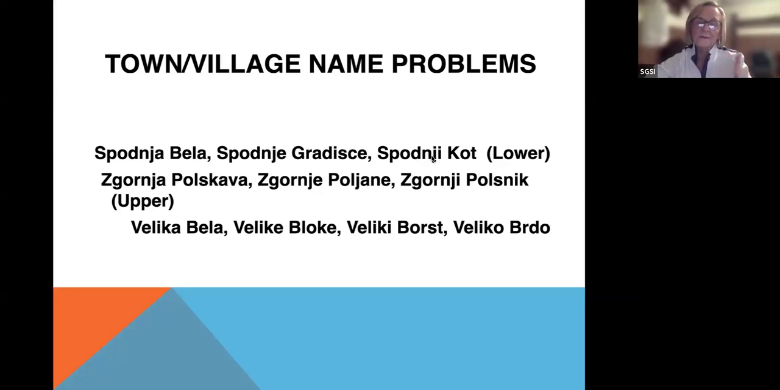So you can have what looks like the same spelling, but you've got to be careful of the ending of each of those. The same with Zagorna Polskava, Zagorne Poljane, and Zagorni Polšnik. Velika Bela, Veliki Blok, Veliko Brdo. And I don't know why these two would both be considered neuter, but maybe because the O is there, they use the O. Both could be used for that.